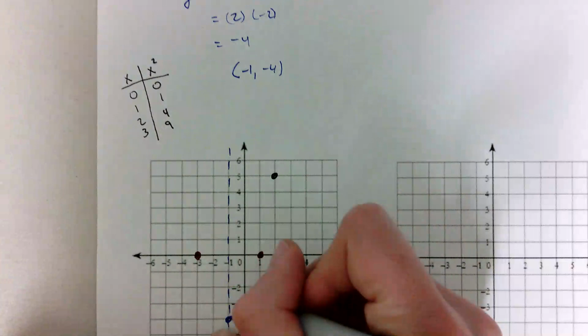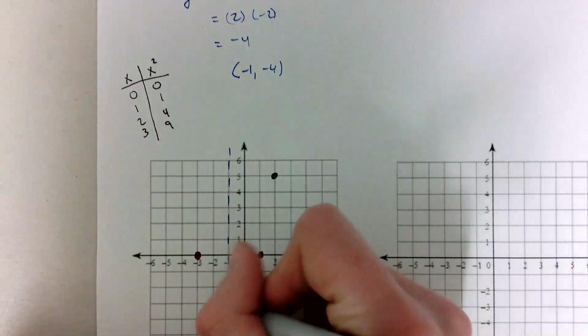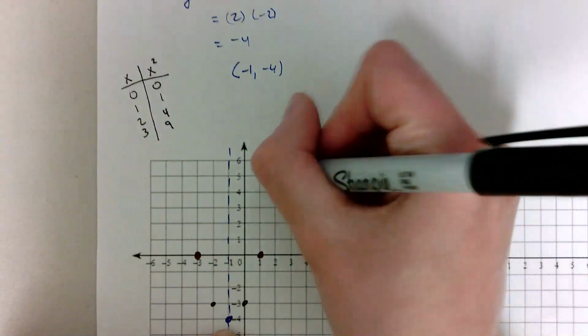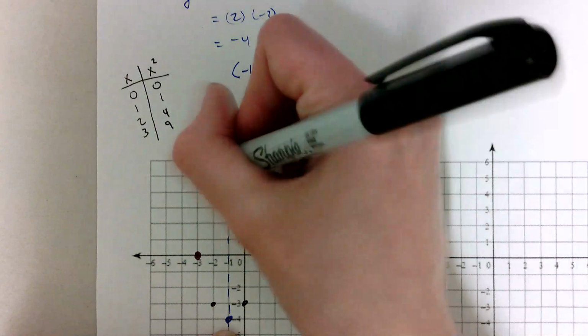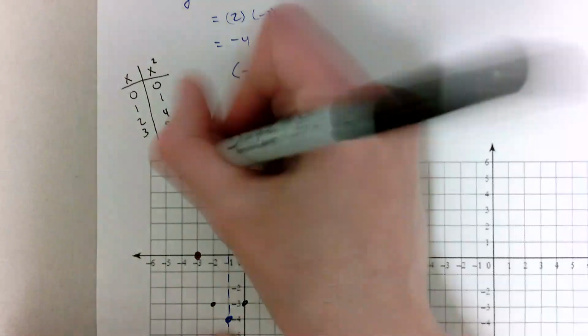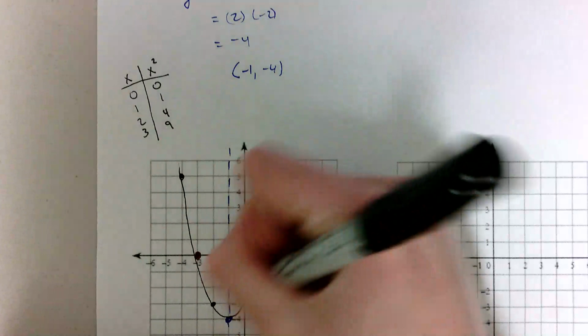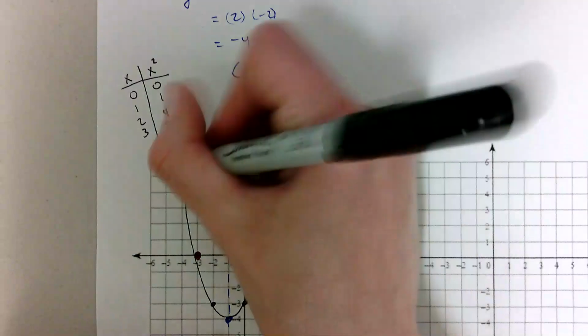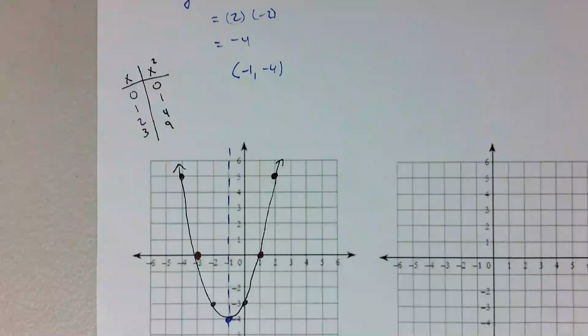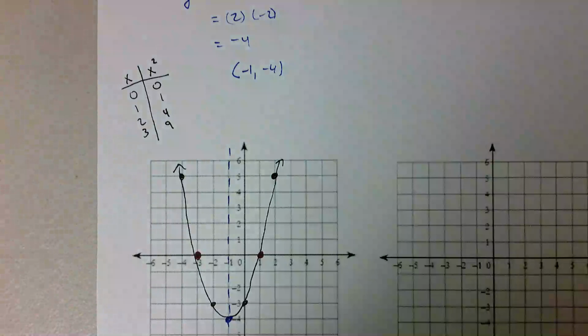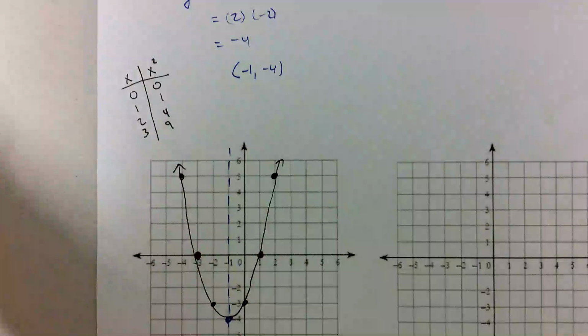And then I can just mirror those points over, right? This is 1 space over, so I'm going to go 1 space over. This is 1, 2, 3 spaces, so 1, 2, 3 spaces. And there's the graph of my parabola. Ta-da! All right, so it's not super hard. Let's take a look at our next one.